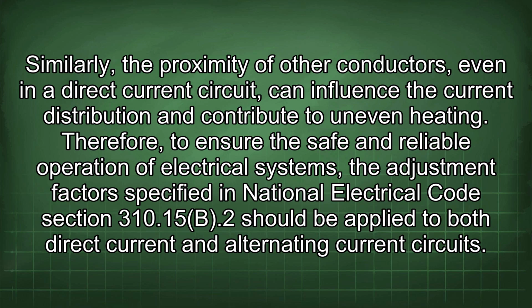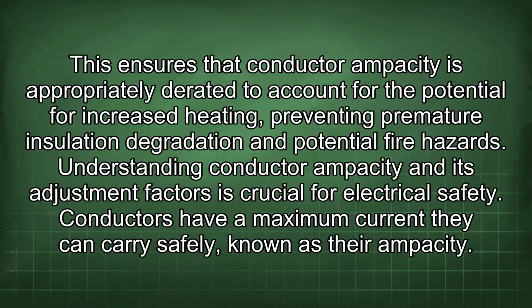Therefore, to ensure the safe and reliable operation of electrical systems, the adjustment factors specified in National Electrical Code Section 310.15(B)(2) should be applied to both direct current and alternating current circuits. This ensures that conductor ampacity is appropriately derated to account for the potential for increased heating, preventing premature insulation degradation and potential fire hazards. Understanding conductor ampacity and its adjustment factors is crucial for electrical safety.